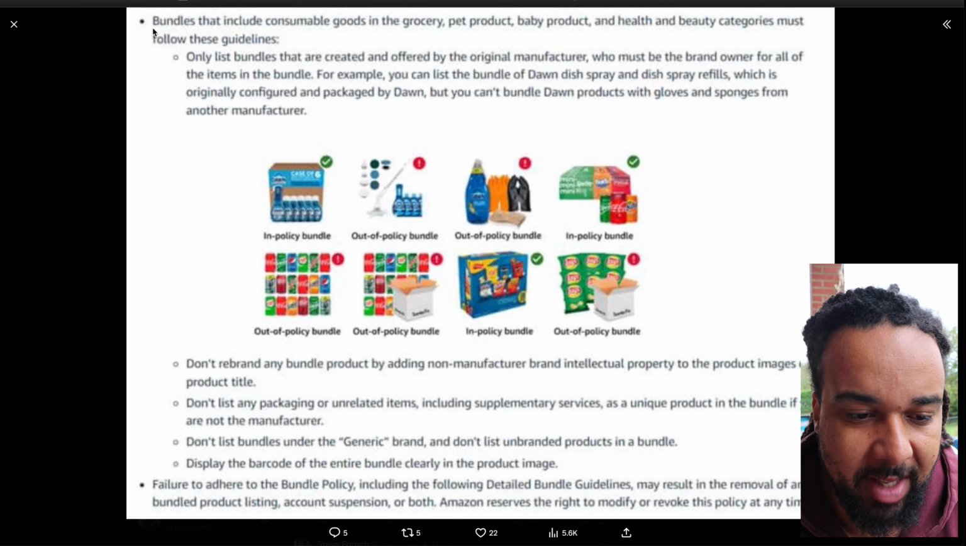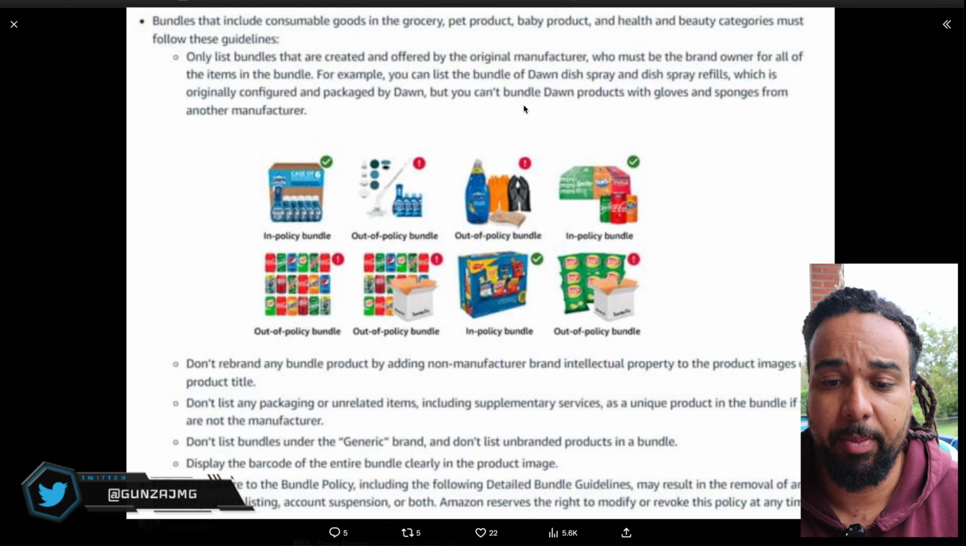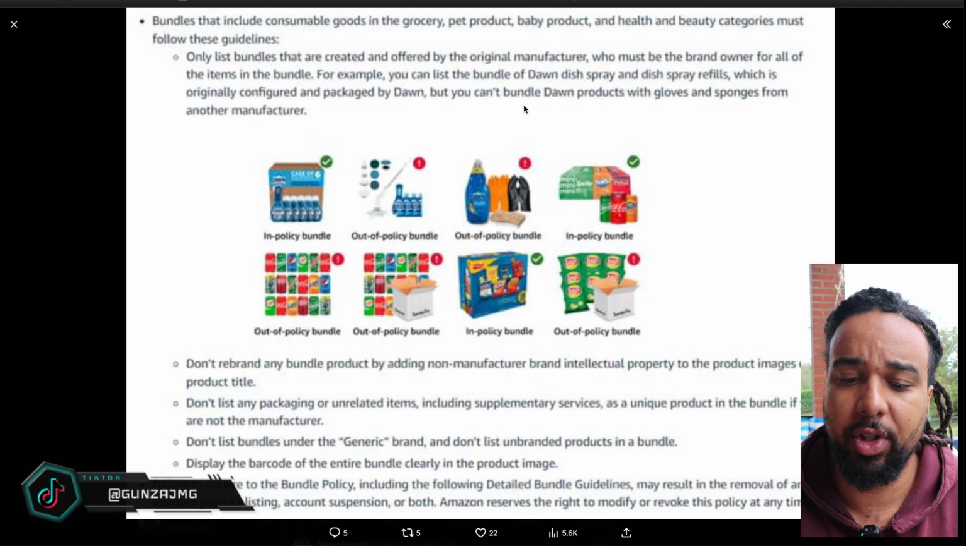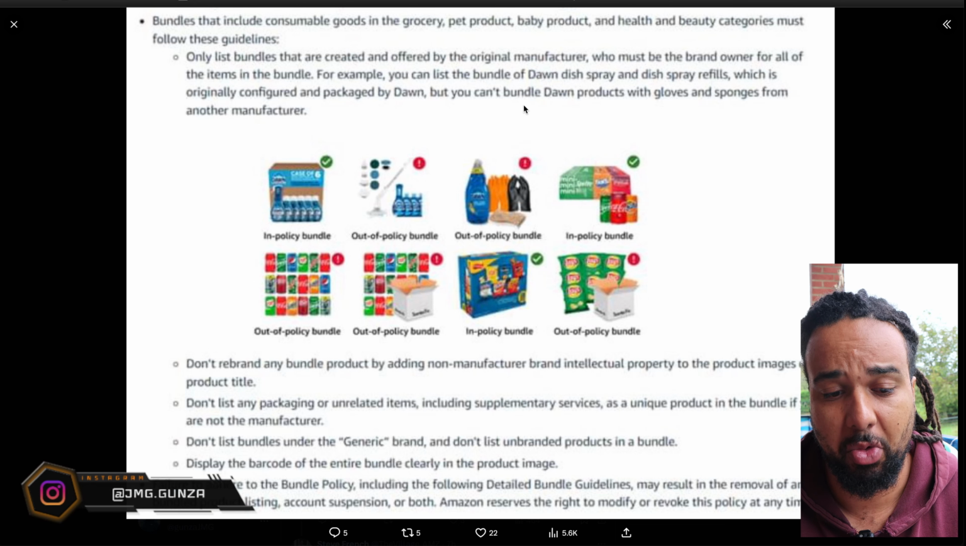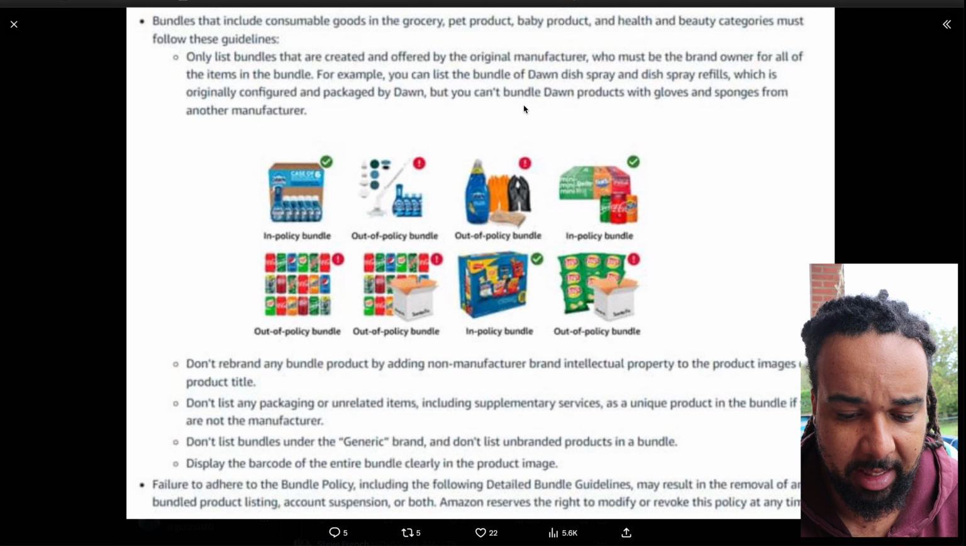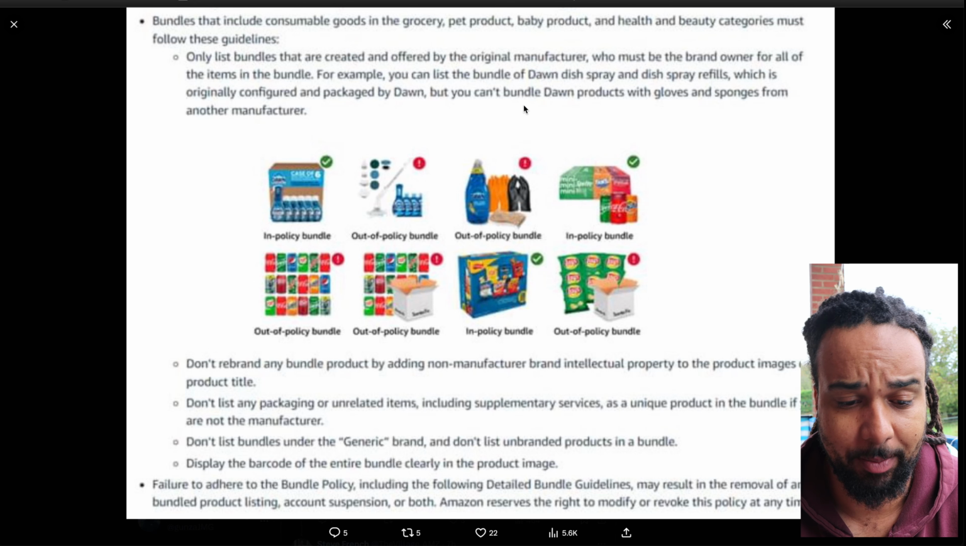So Amazon said bundles that include consumable goods in the grocery, pet product, baby product, and health and beauty categories must follow these guidelines, because these are the categories that we were seeing this the most in. I guess there's still going to be an opportunity in the sports and outdoors category, but we do not see that many bundles in there.